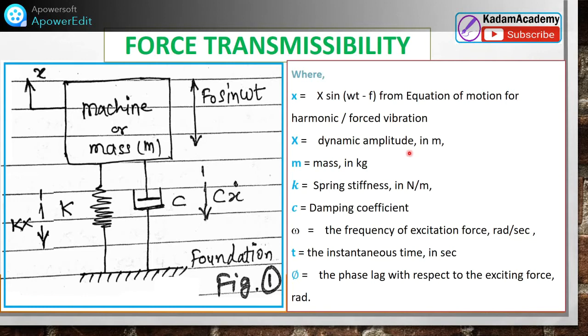M is the mass in kg, and K is the spring stiffness in Newton per meter. C is the damping coefficient. Omega is the frequency of the excitation force, this excitation force is F0, in radians per second. T is the time, the instantaneous time in seconds. Phi is the phase angle with respect to the exciting force. This phase lag will be there.